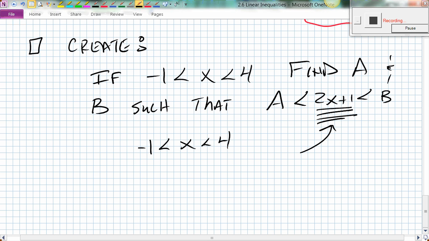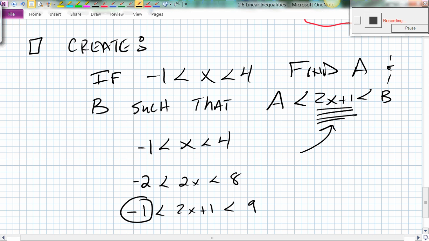Do I multiply or add first if I'm going in reverse? Multiply. So multiply everything by 2. So negative 2 must be less than 2x, must be less than 8. Are you on board with that part? I multiplied everything by 2. When you're all said and done, the numbers on the outside will be the a and b. Now, what do I have to do? Add 1 everywhere. How much is negative 2 plus 1? Negative 1 less than 2x plus 1 less than 9. Guess what? A is negative 1 and b is 9. It's weird, huh?